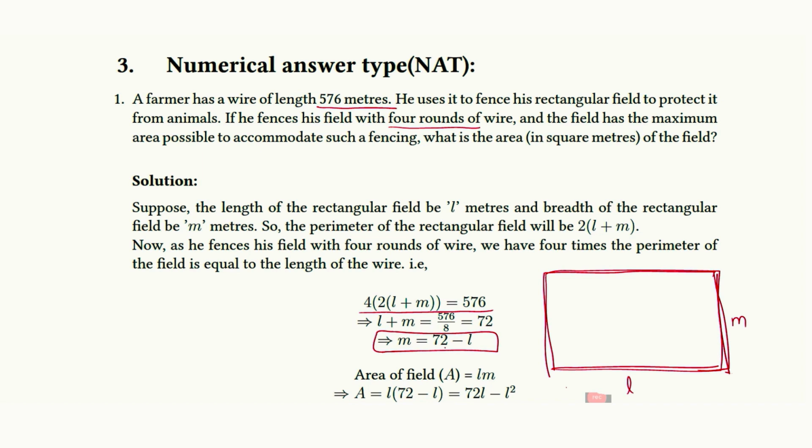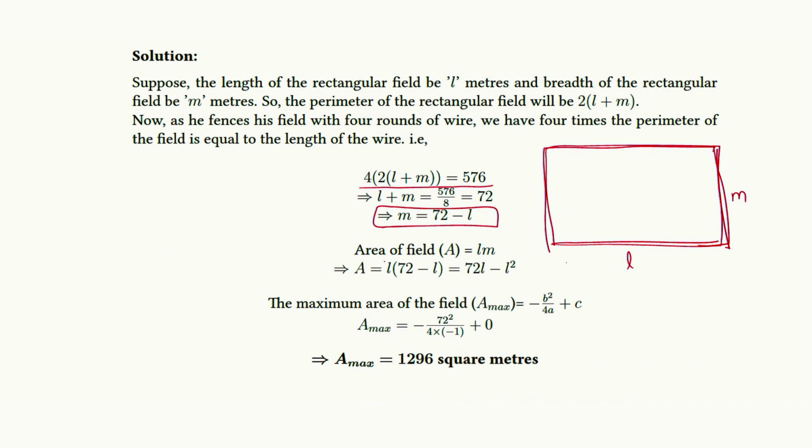Also, we were given that the field has maximum area to accommodate such a fencing. Therefore, we know that the area of the field is length times width. If we substitute M in terms of L, we get A is equal to L times M, which is L times (72 minus L), giving us 72L minus L square. This is a quadratic equation and the maximum value will be at minus B square by 4A plus C.